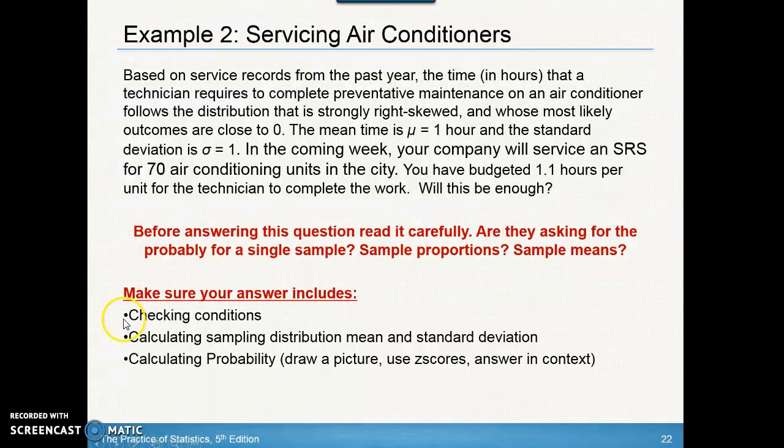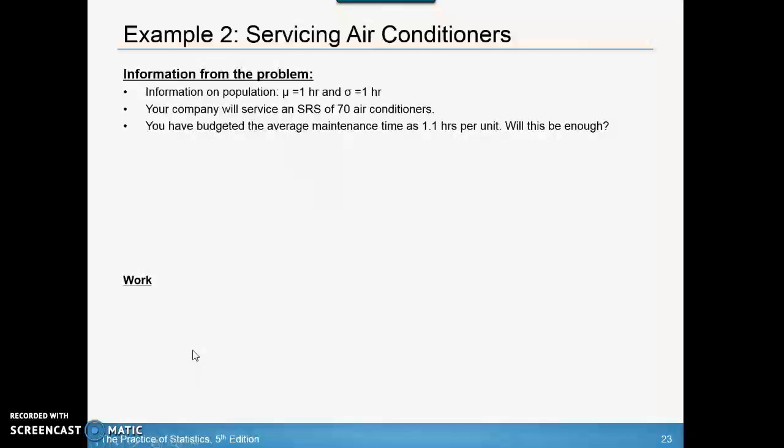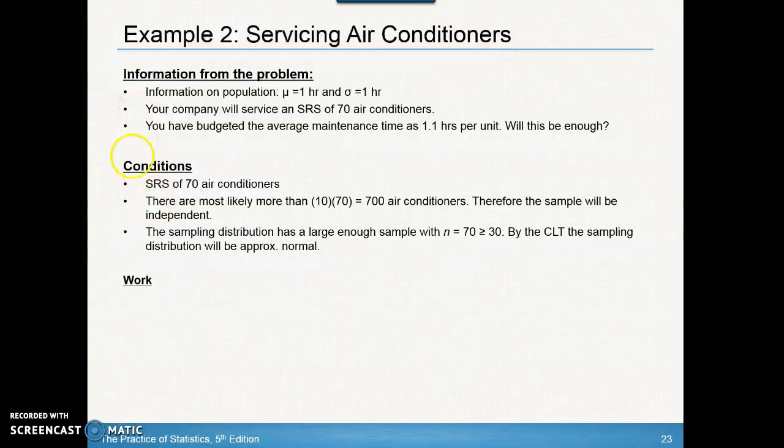Just make sure when you're doing your answer, you're checking your conditions, you're calculating the sampling distribution, mean and standard deviation, and then you're calculating the probability like you've done in the past. Okay, number 1, check your conditions. We have a simple random sample. That's going to allow it to be unbiased. There's most likely more than 700 air conditioners, therefore it's independent. Make sure you show that in context.